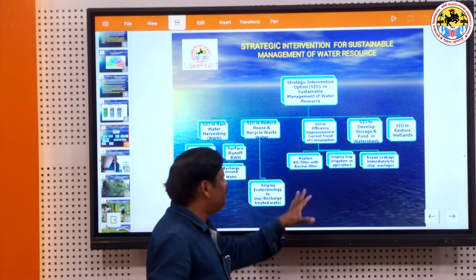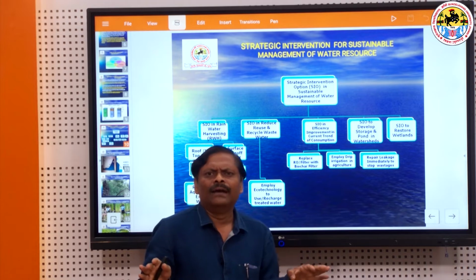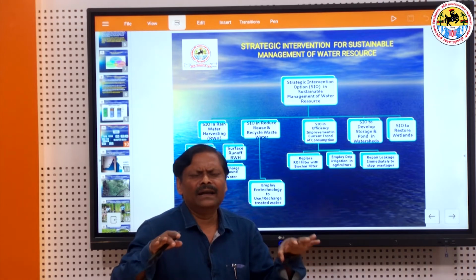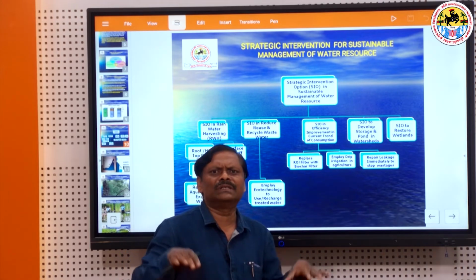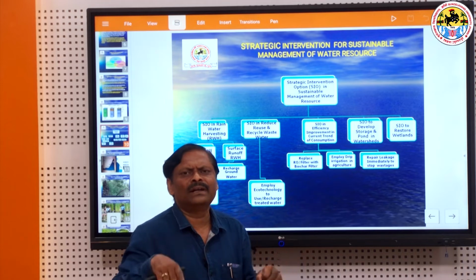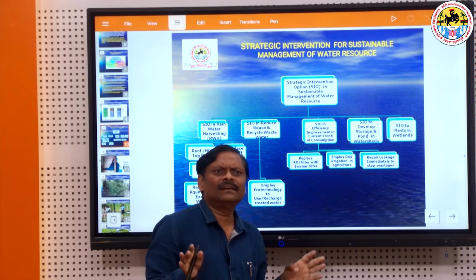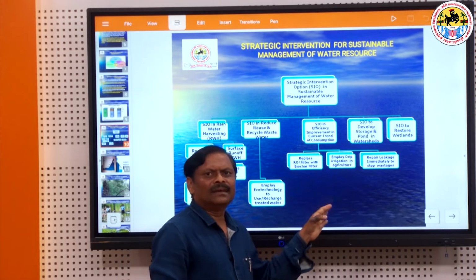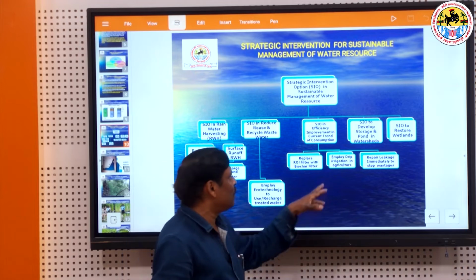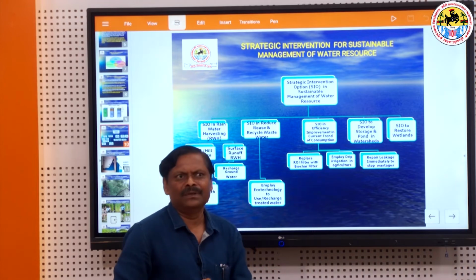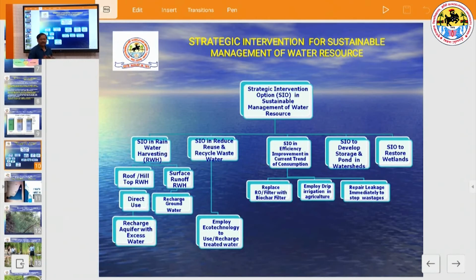Next, employing drip irrigation in agriculture. We have very serious and heavy use, in quantity and quality, of water in agriculture. I think we have to immediately be concerned with how to go for efficient use of water, that is, the drip irrigation system. Currently it is going on in some places, and we have to promote this type of activity on a large scale. Now, repair leakage immediately to stop wastage. Wherever there is wastage, we have to act immediately.